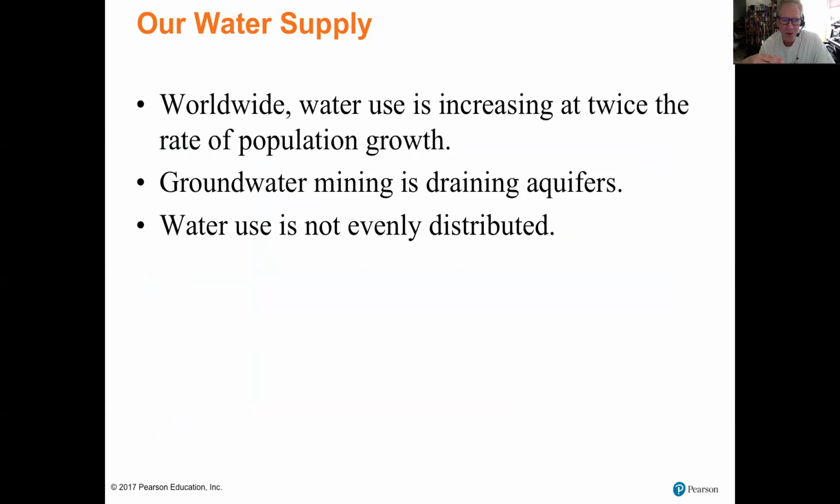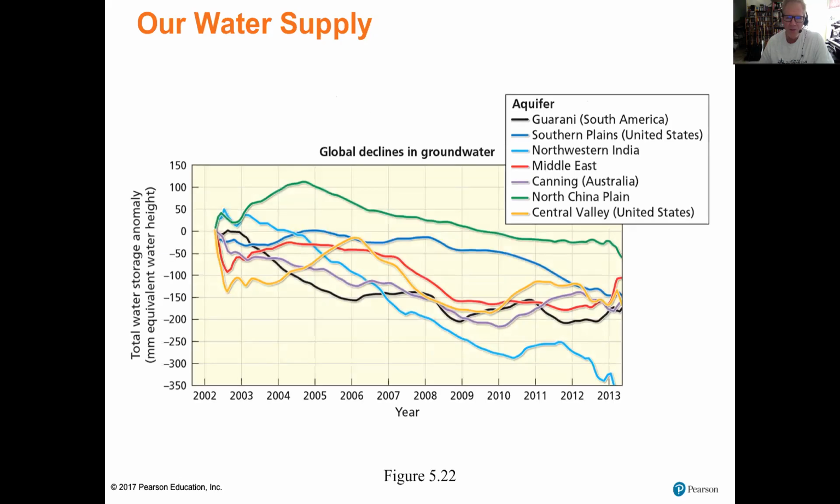And so groundwater mining, the extraction of water from these aquifers, is starting to drain them. We're not recharging them fast enough. And again, water use isn't evenly distributed either. So notice here, this is global declines in groundwater. Up in North China, it's a little less, and the southern plains, which includes the High Plains aquifer.